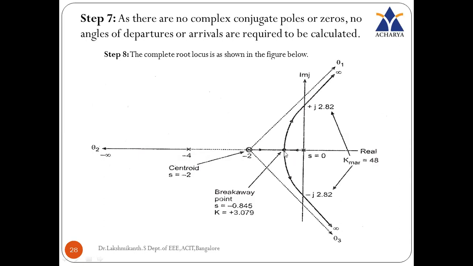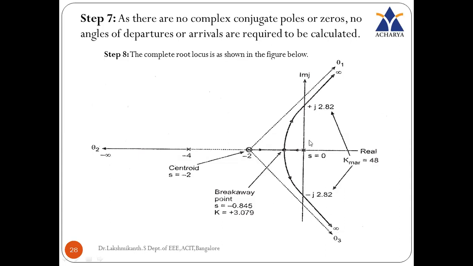Then take the centroid. The centroid is -2, with an asymptotic line at 60 degrees as a dotted line, and another asymptotic line at -60 degrees, again dotted. And then find the breakaway point, -0.845, and mark it here. The intersection points are j 2.82 and minus j 2.82. Next, join these lines in a symmetrical manner such that they are parallel to the asymptotic lines. So this is the root locus sketch that you get.